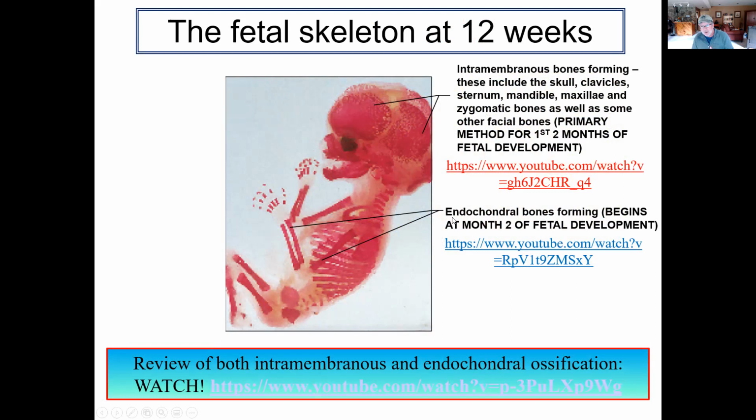Compare that to the second type of ossification called endochondral, which takes over sort of where intramembranous leaves off. So from month 2 through actually early 20s, this is the primary method of how bones form.